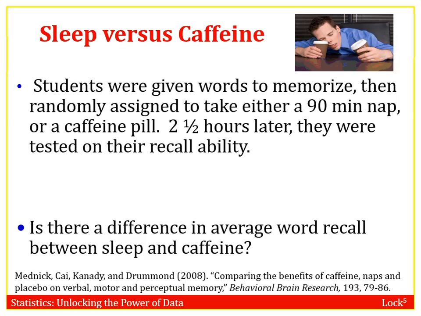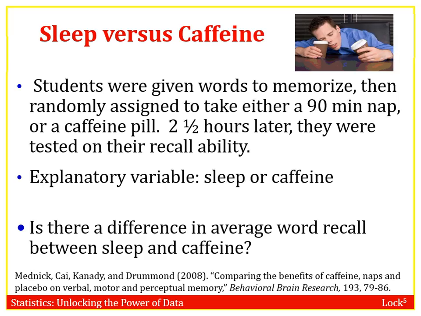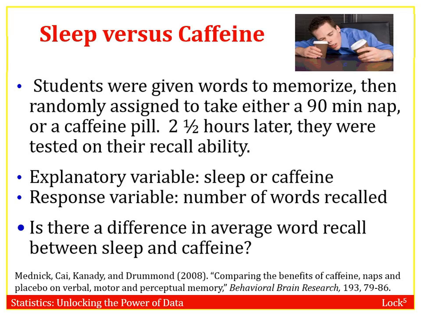So we give students words to memorize, and then either assign them to take a 90-minute nap or a caffeine pill. And then 2.5 hours later, we test their recall. And we want to know, is there a difference between the recall between sleep and caffeine? We have our explanatory variable being sleep or caffeine, and our response variable being the number of words that they recalled.